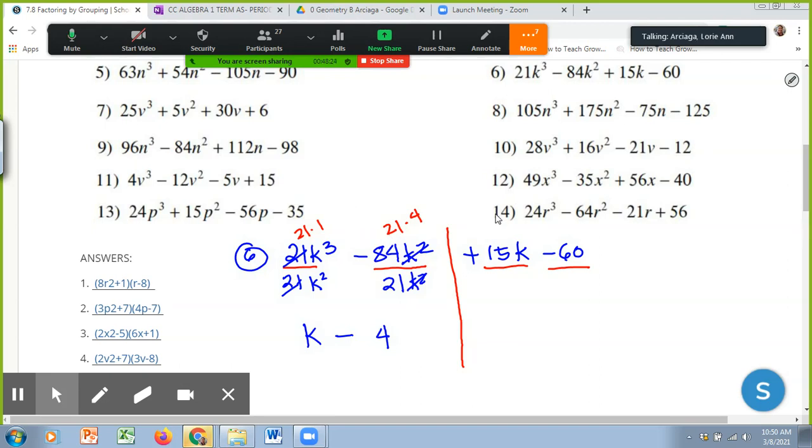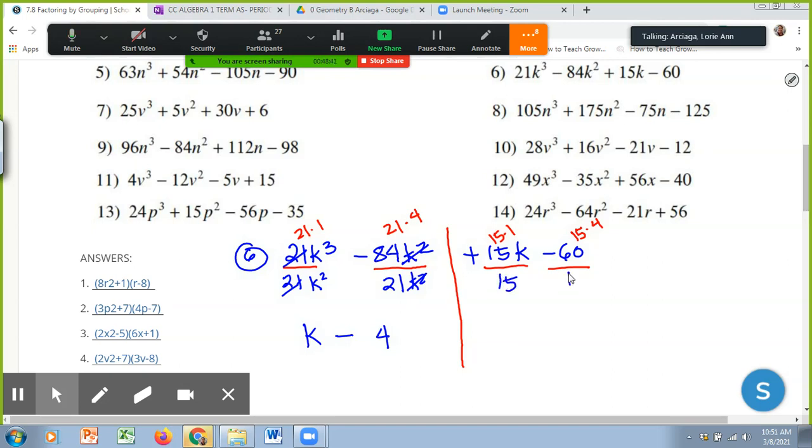If yes, how many times? So 15 is 15 times 1, right? What about 60? So the GCF is 15. Okay, so that's going to be 15 times 4, correct? Because every pair is 30. So we're going to divide by 15.